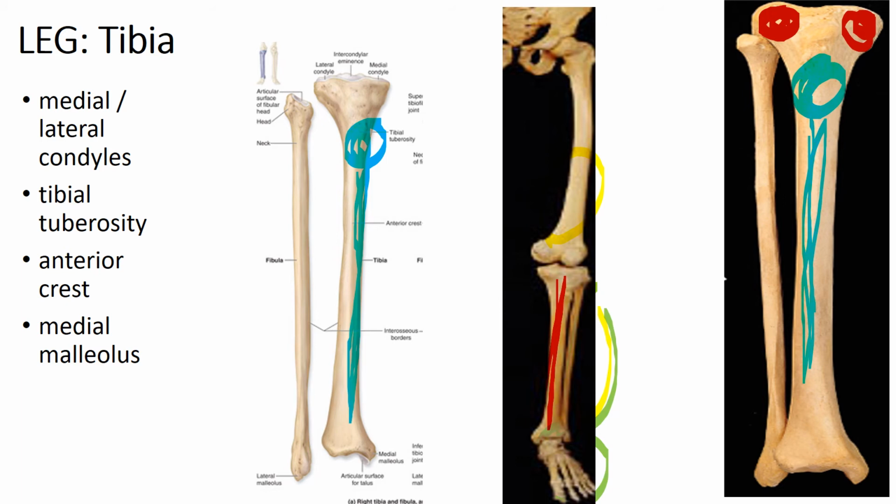And then lastly, what we have is the medial malleolus, which is a prominent and large process that you find on the medial side of your ankle. So that bump you're feeling, that's your medial malleolus of the tibia.